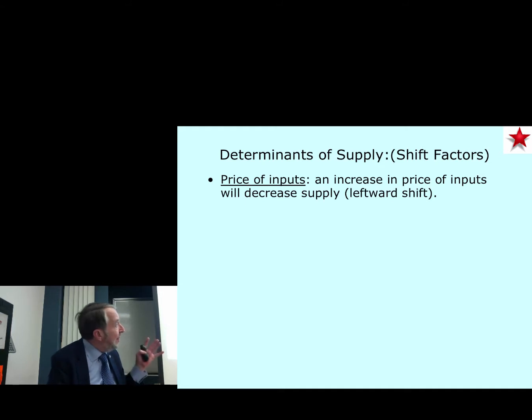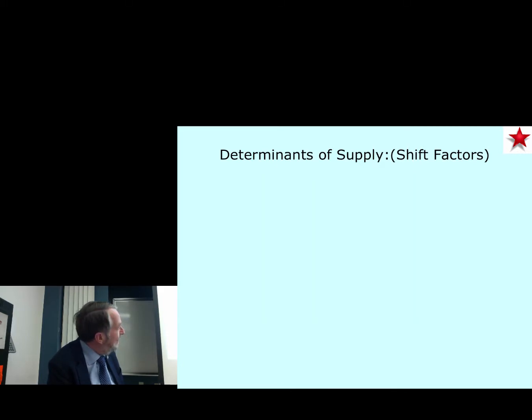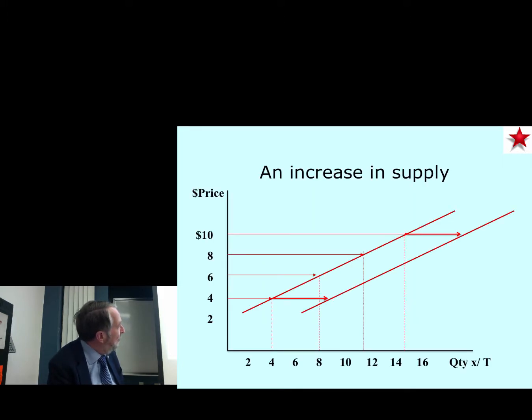If the height of supply... what is going on?